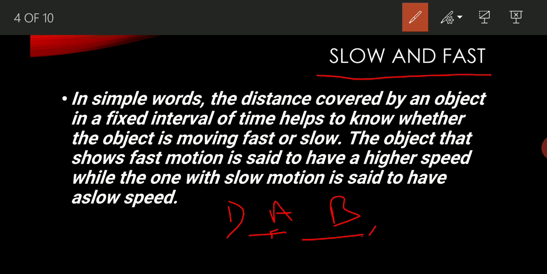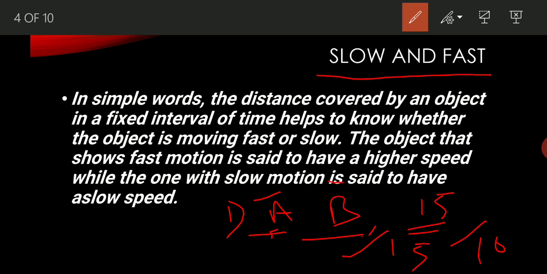How do we come to know whether it is moving fast or slow? Suppose in 15 minutes car A travels 15 kilometers and car B travels 10 kilometers. Now it is very simple. You can easily say that car A has the fast motion and car B is moving with slow motion. Clear?